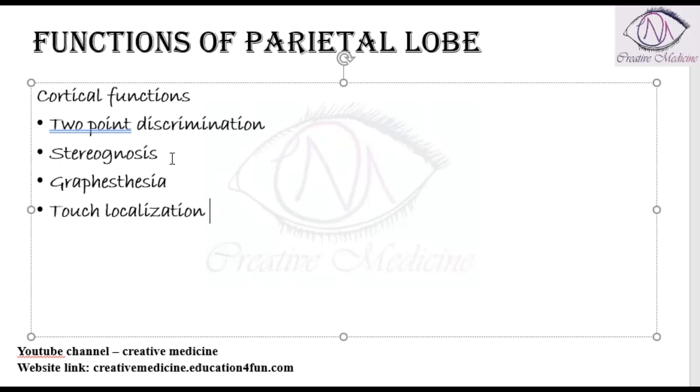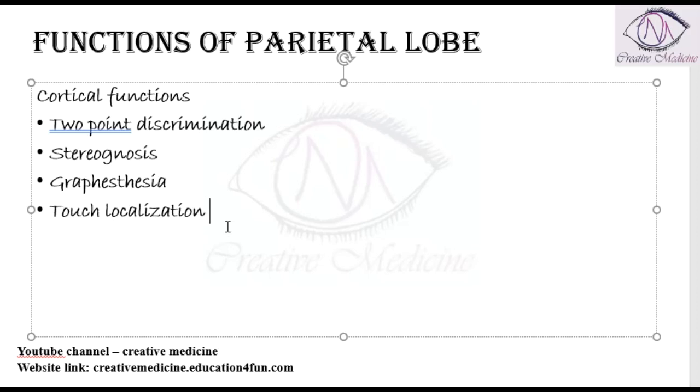Third, graphesthesia. In graphesthesia, you will ask the person to close his eyes, and you will draw some numbers or letters on the hand of the patient. Now the patient has to recognize the number or letter which you have written on the patient's hand. If the patient could not recognize the numbers, then the patient has an abnormality in graphesthesia.